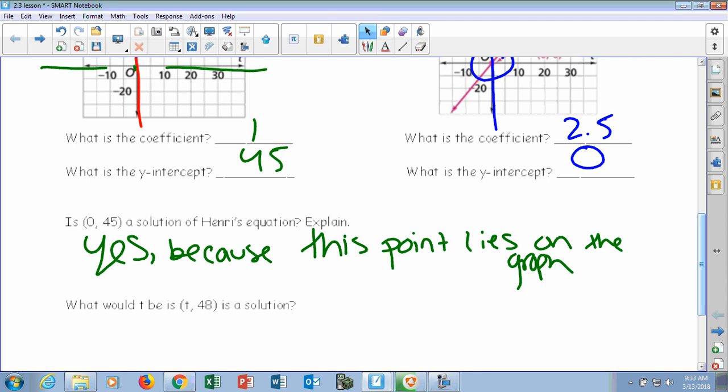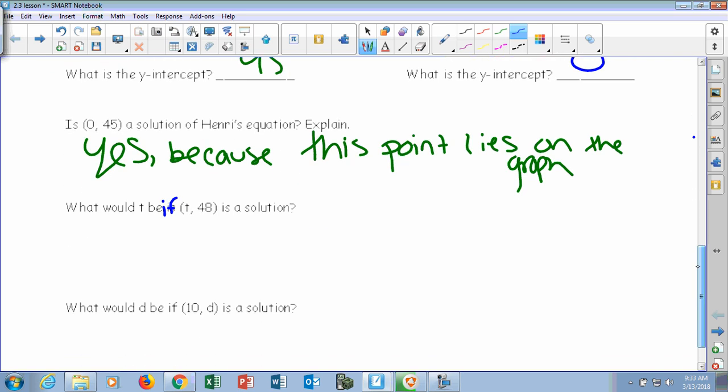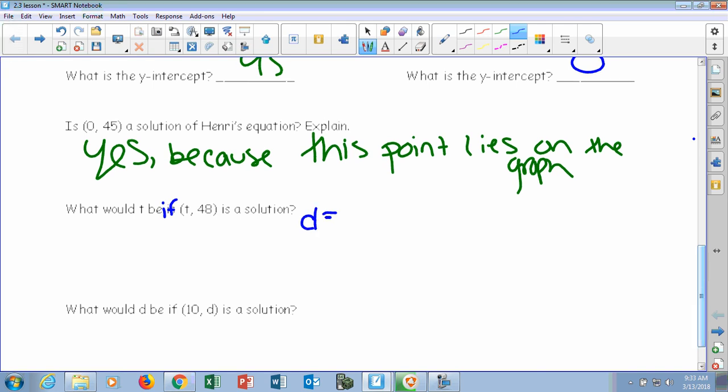And it says, what would, this is written wrong. What would t be if, this is supposed to be if, not is. What would t be if t, 48 is a solution? So they said t, 48. They're not giving us what our x is, but they're telling us that our y is 48. And we are still looking at Henry's equation. So we know, because they listed it above, I'm going to rewrite it down here, that Henry's equation is d equals t plus 45.